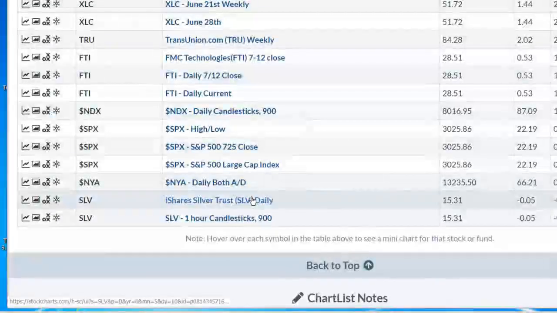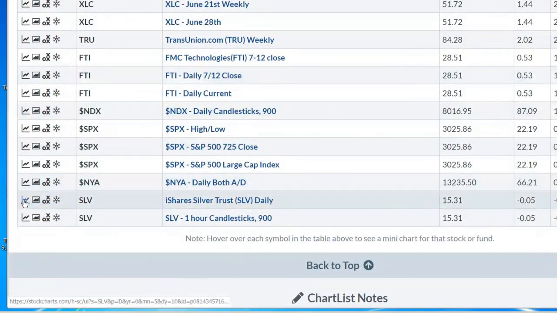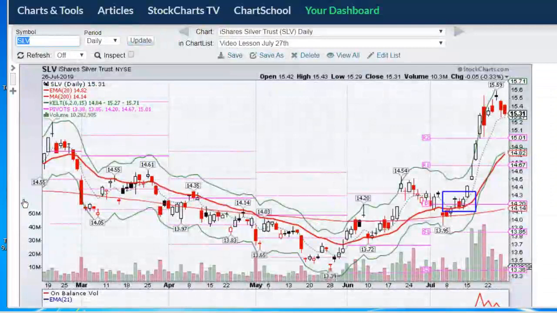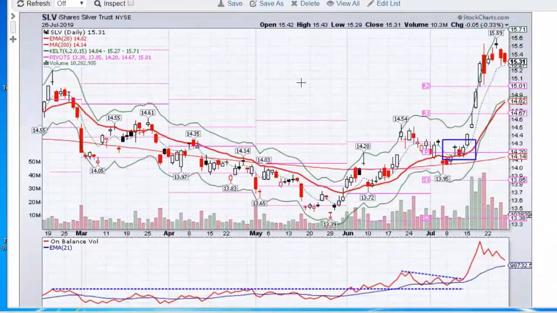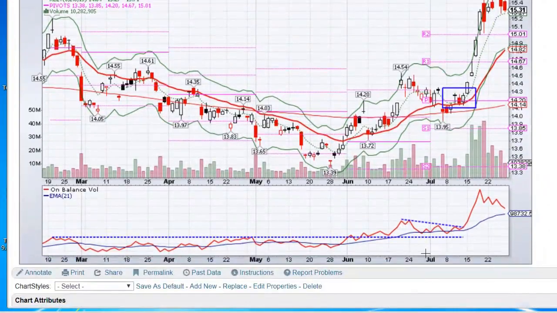Silver's got a lot of interest. It had a great setup, so I wanted to talk about that, and the pivot points were pretty useful. This little blue box shows where we recommended it. I've been watching the volume. It had a really nice move up. You can see we got up near those bands.